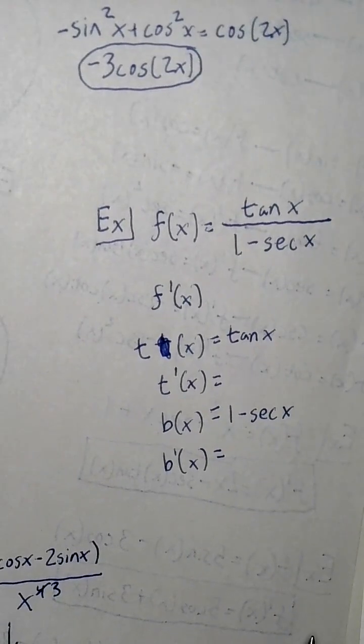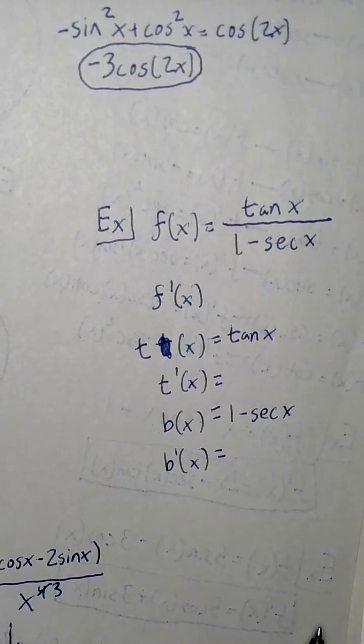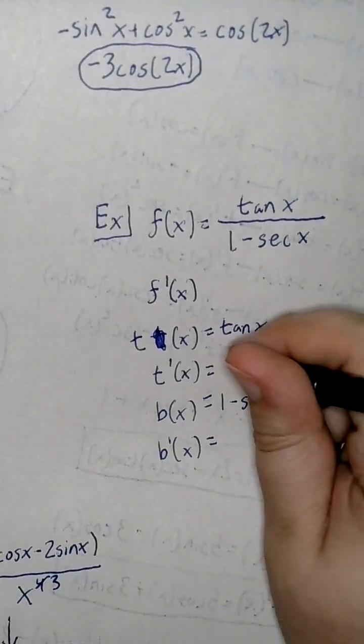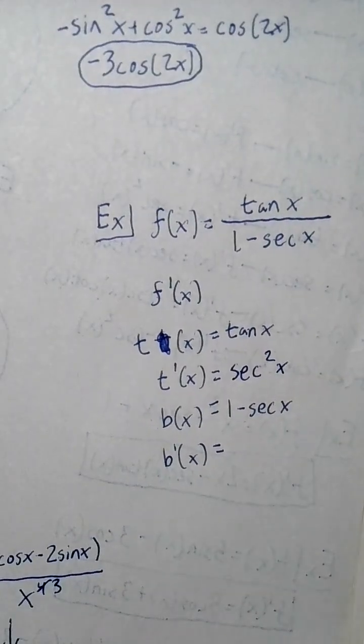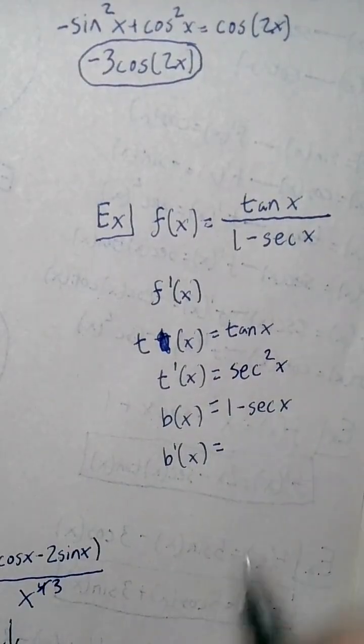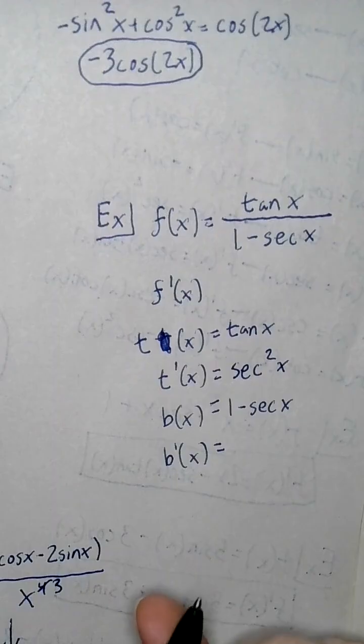What's the derivative of tangent? Right, it's secant squared. Secant squared of x. And now, what is the derivative of 1 minus secant x?